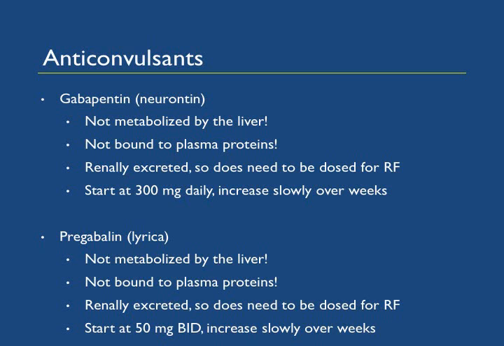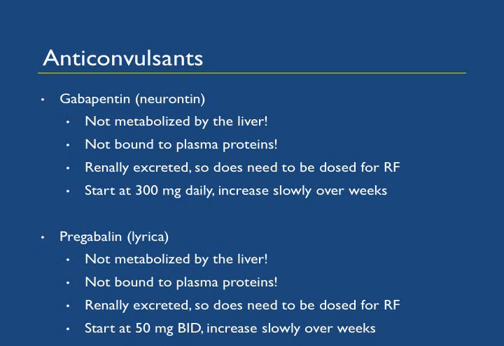Anticonvulsants are also used for pain, and I will focus on gabapentin and pregabalin. Gabapentin, which is also known as Neurontin, is not metabolized by the liver, is not bound to plasma proteins. It is renally excreted, so does need to be dosed in patients with liver disease and renal failure. And starting dosage should be approximately 300 milligrams daily and increased slowly over weeks.